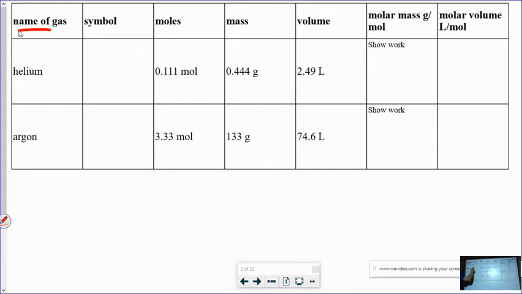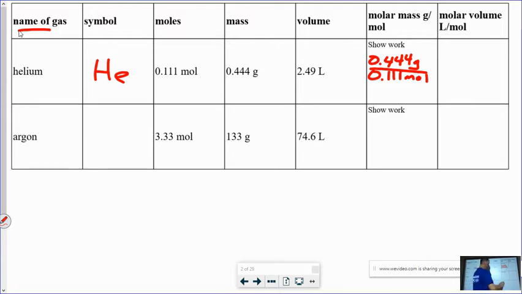So name of the gas, the symbol for helium is a capital H lowercase e. It tells us how many moles we have. It tells us how many grams we have. It tells us how many liters we have. So over here it wants us to calculate the molar mass. So I would just simply take the grams and divide it by the moles. And that's how we get molar mass.